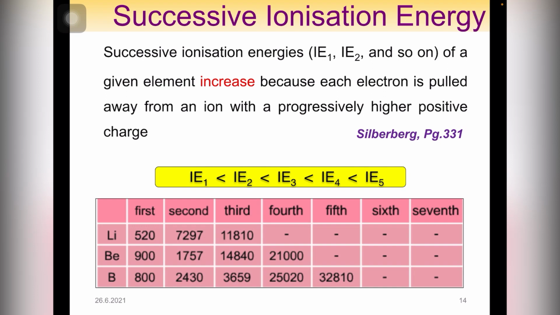Same for beryllium. The 4th electron is the nearest to the nucleus, and same for boron. So from the successive ionization energy, you will know how many electrons the element has. For example, lithium has 3 ionization energies, which shows that it has 3 electrons. Same for beryllium and boron.